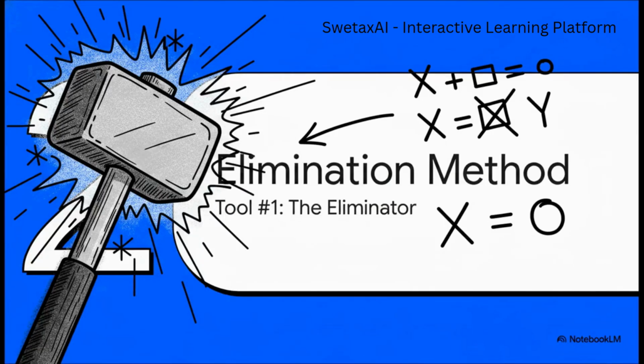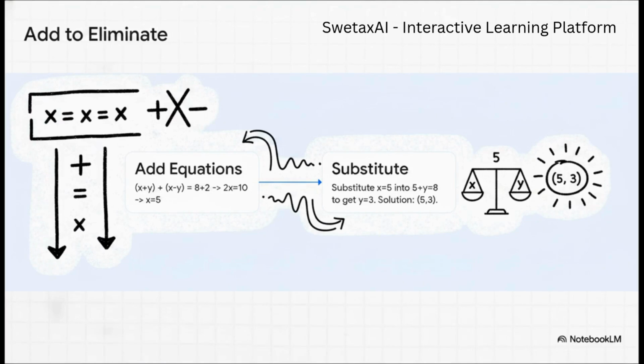Moving right along to Section 2, the elimination method. This is our tool number 1, the eliminator. I want you to think of elimination as the heavy hammer in your toolkit, used to completely destroy a variable. Let's walk through our first example. For step 1, we simply add the two equations together vertically. If we add x + y = 8 to x - y = 2, just watch what happens. The positive y and the negative y perfectly cancel each other out. They're eliminated. We're left with 2x = 10, which easily gives us x = 5. For step 2, we just take that 5 and substitute it right back into our first equation. So 5 + y = 8, which means y must be 3. Our perfect simultaneous solution is (5, 3).